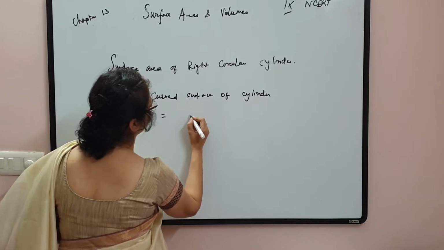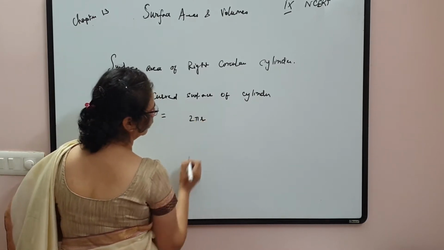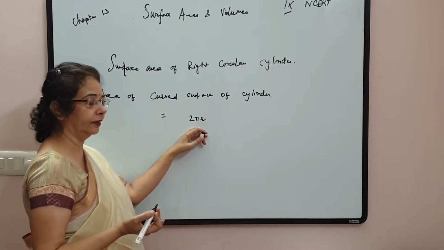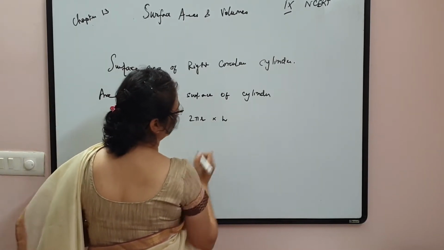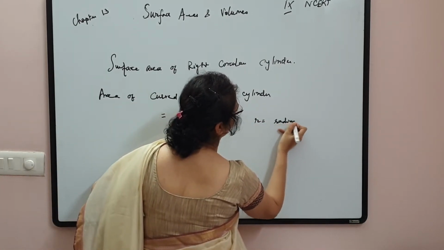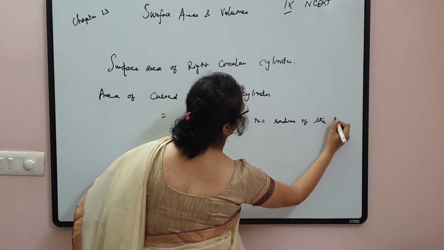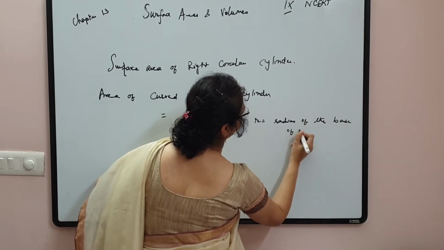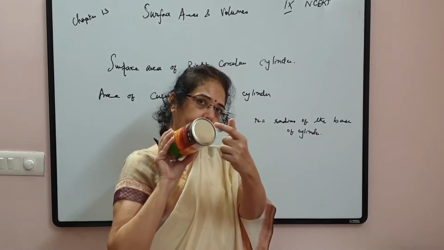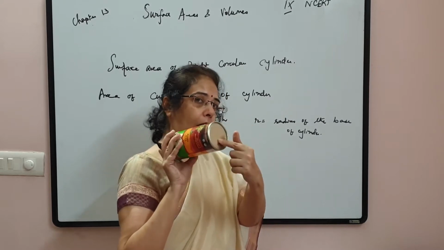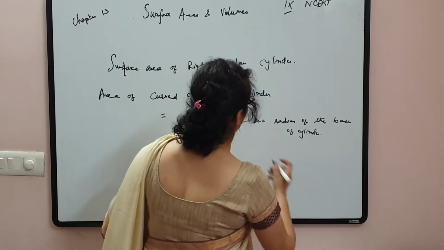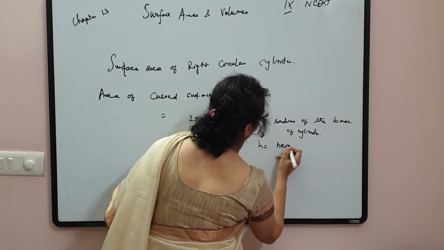It is 2 pi r, that is the circumference of the radius on which that cylinder is standing, multiplied by h, the height of the cylinder. What is the r? R is the radius of the base of the cylinder. This is the base of the cylinder. Its radius is r. So r is the radius of the base of the cylinder. H is the height of the cylinder.